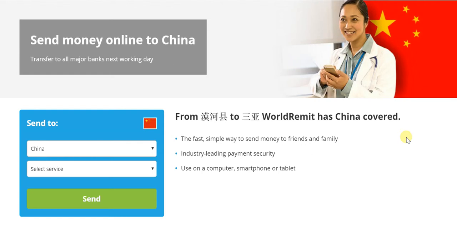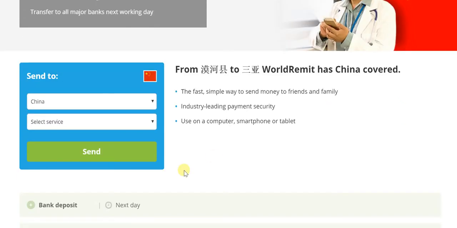With industry leading payment security, you're assured that when it comes to the security of your money and of the platform as a whole, it is absolutely foolproof. Further, there's enormous flexibility when it comes to WorldRemit, to the extent that irrespective of whether you use a computer, smartphone, or tablet, it does not matter. You can use any of these devices, connect online, get onto WorldRemit, and then go through the transfer yourself.